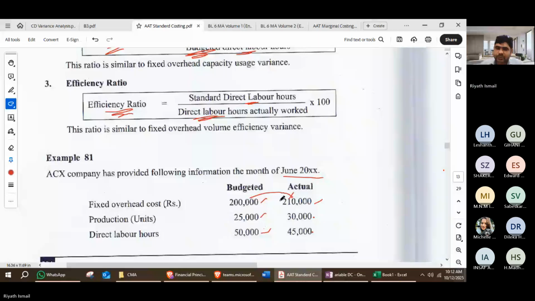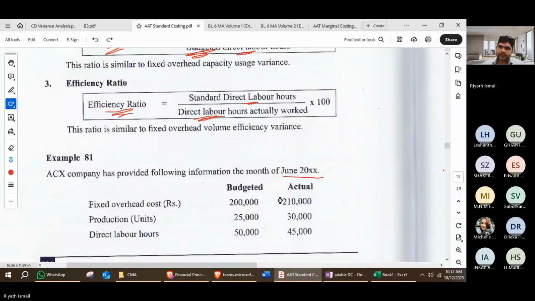200,000, 210,000. Does it seem adverse or favorable? Adverse. It seems adverse because they estimated 200,000, but actual is 210,000. 10,000 is additional cost. At this level, it gives us a wrong interpretation, right? To minimize this kind of misinterpretation, we have to convert this budget into standard.